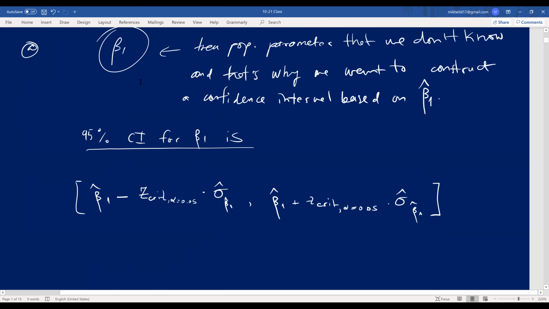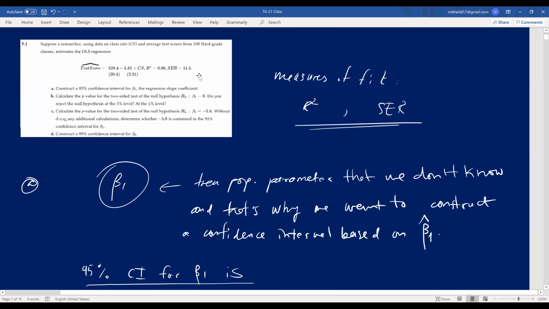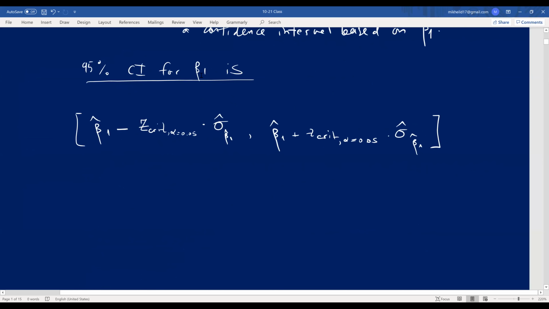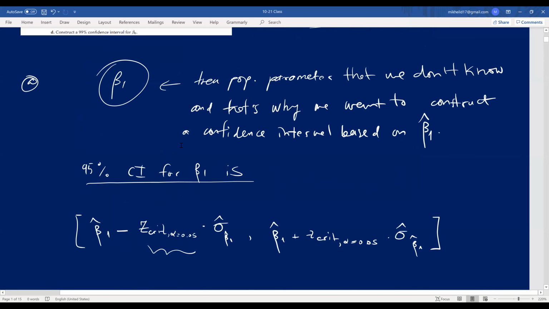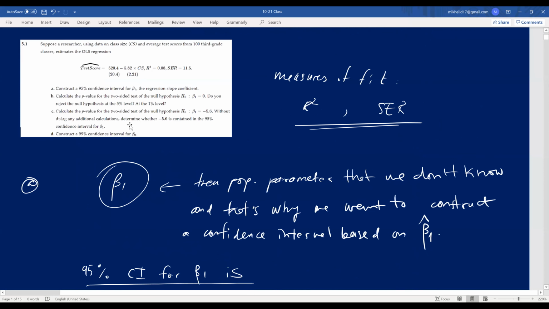So beta 1 hat in this problem is minus 5.82, minus, what is this? 1.96. Do you guys agree? And this sigma hat of beta 1 hat is 2.21.